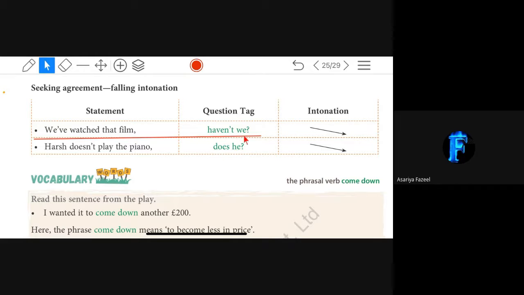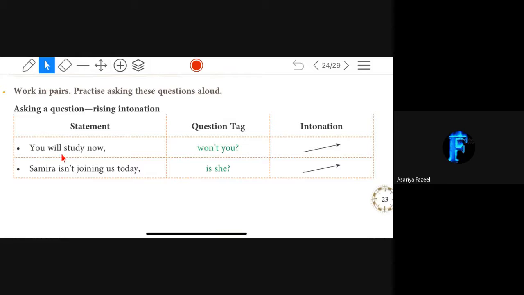So here my voice fell down. Did you understand? That is a question tag because I already know the answers of these questions. So my voice will lower down while I read the question tag. But here I don't know the answers of the question. So my voice will rise. Understood or not?